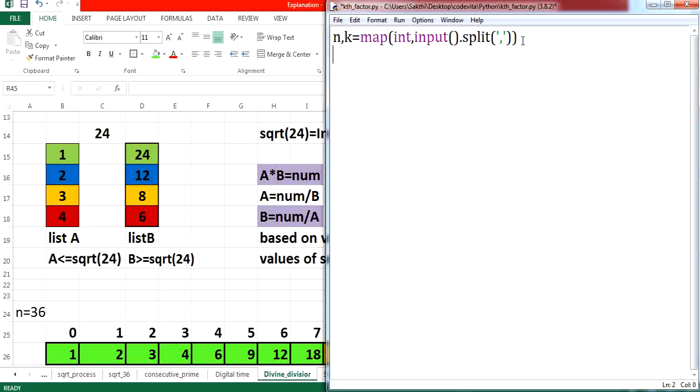After accepting the n and k values, what is the next task we are supposed to do? We are going to find the factors for a given number, but we are going to make our factors into 2 lists. So let me mention list 1 as an empty list initially and list 2 as an empty list. I am going to find the factors up to the square root of a given number and store them in list 1 and list 2.